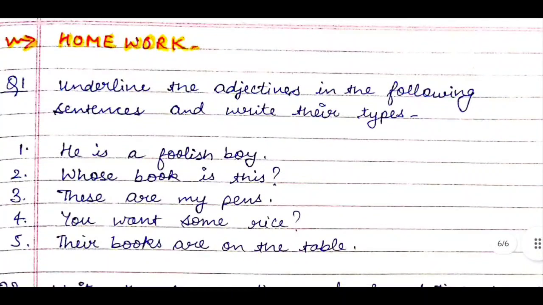After that comes the homework. We'll give them a few questions to solve so that they'll be in practice. First question is, underline the adjectives in the following sentences and write their types. First, he is a foolish boy. Second, whose book is this? Third, these are my pens. Fourth, do you want some rice? Fifth, their books are on the table.